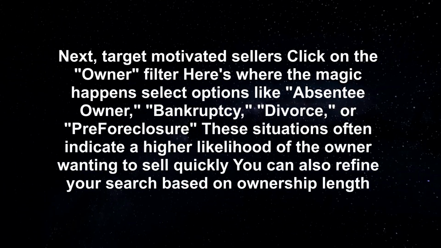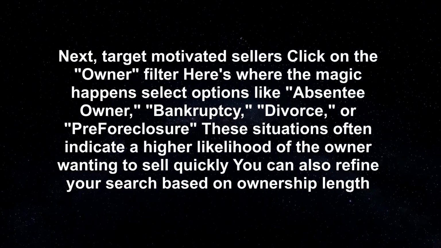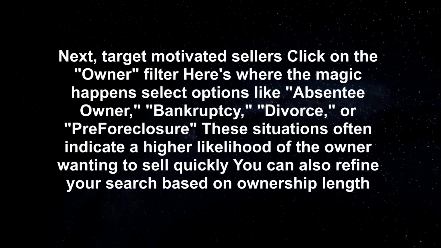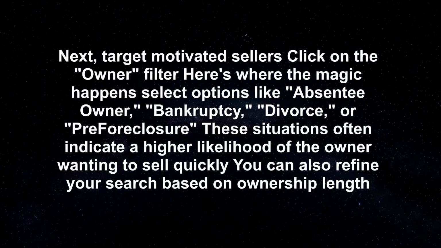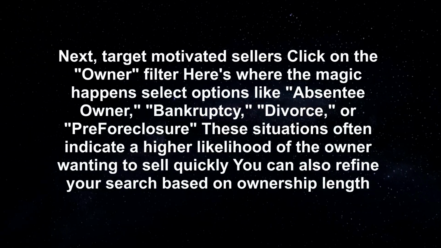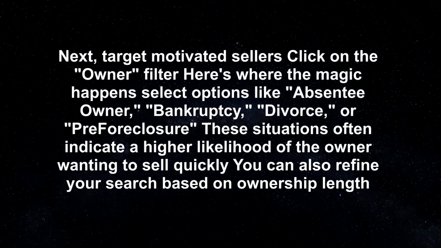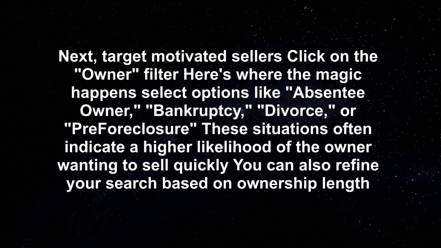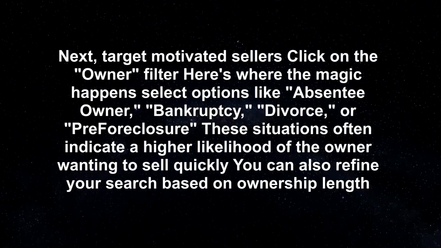Next, target motivated sellers. Click on the owner filter. Here's where the magic happens. Select options like absentee owner, bankruptcy, divorce, or pre-foreclosure. These situations often indicate a higher likelihood of the owner wanting to sell quickly. You can also refine your search based on ownership length.